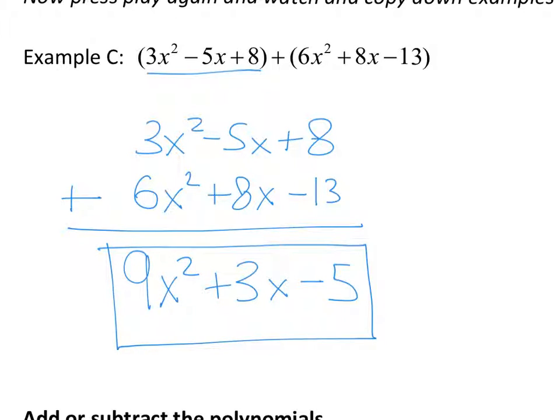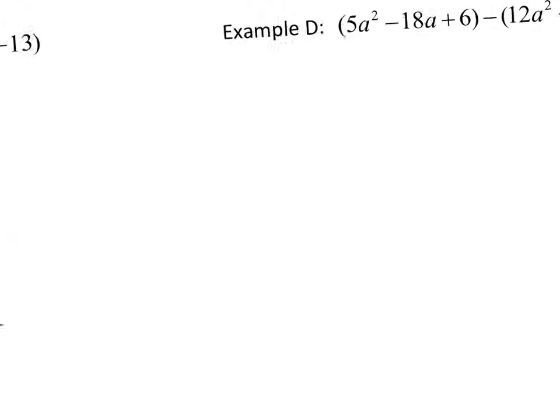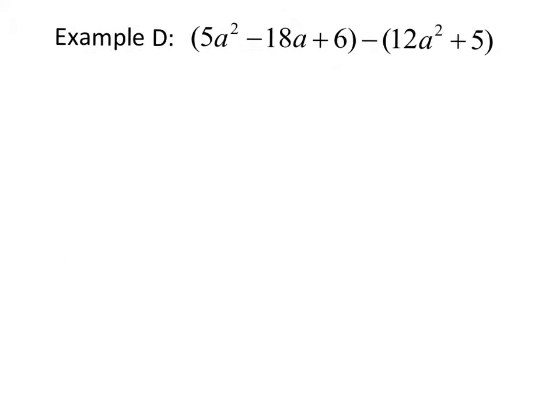Okay, let's take a look at the next problem. Example D. Now it's a subtraction problem. So we're subtracting. It makes it a little bit harder. The other thing that's weird about this problem, look at the first one. It's got 3 terms, 5a squared minus 18a plus 6. But then the second one only has 2 terms, a squared and plus 5. So the second one is really missing the a. So we're going to have to do something about that.